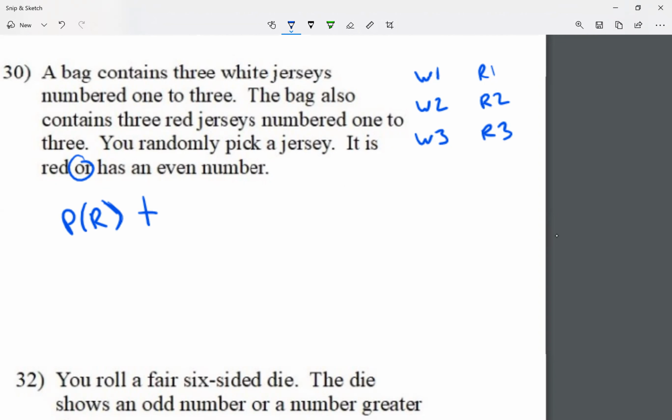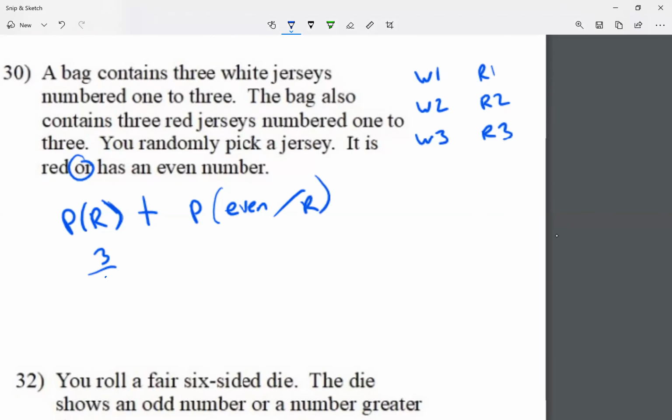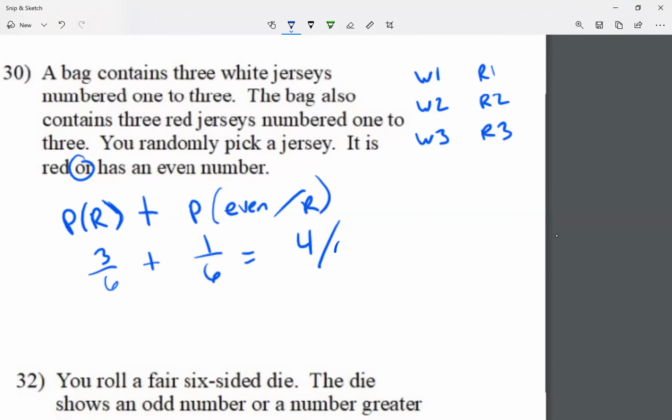Okay, so I'm going to say probability that it's even, but not red, because I don't want the even red jerseys to count twice. So probability that it is red is 3 out of 6. Probability that it's even, but not red, basically probability that it's even in white, I have 1 out of 6. When I add this, it's 4/6, which simplifies to 2/3.